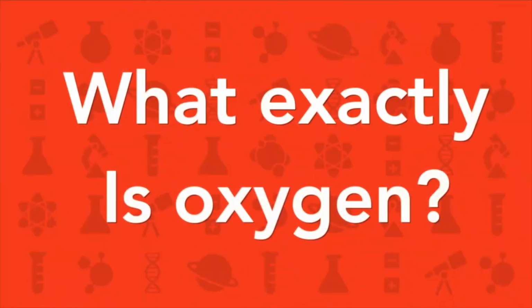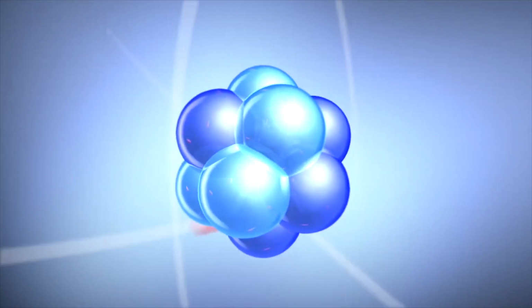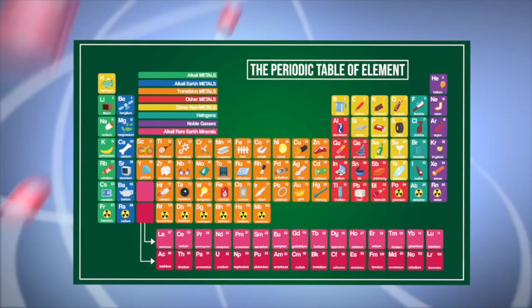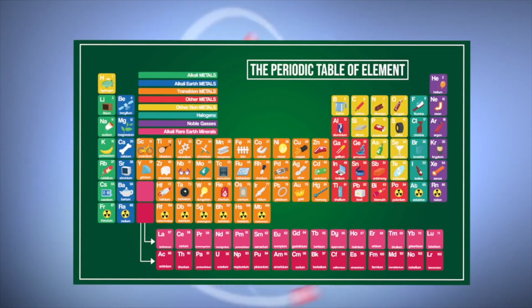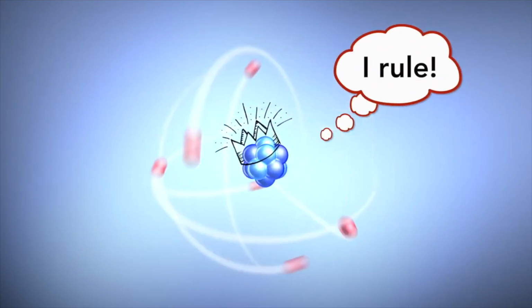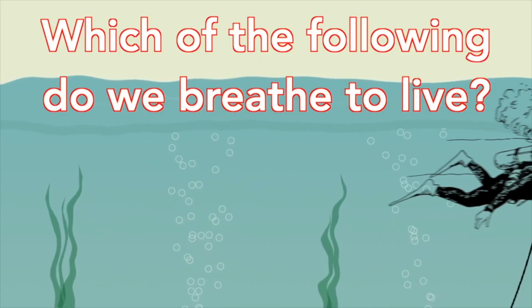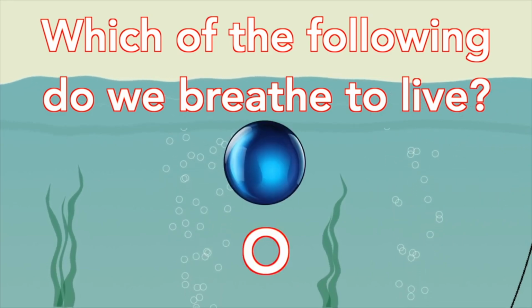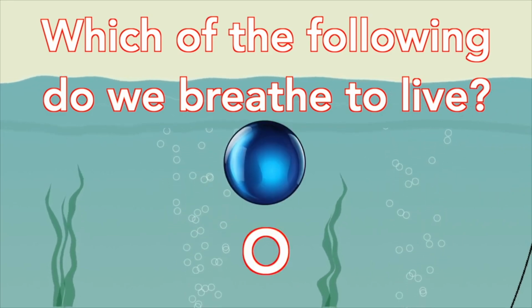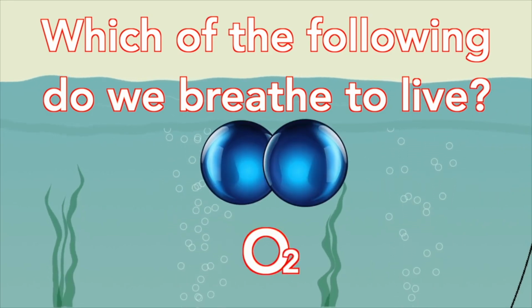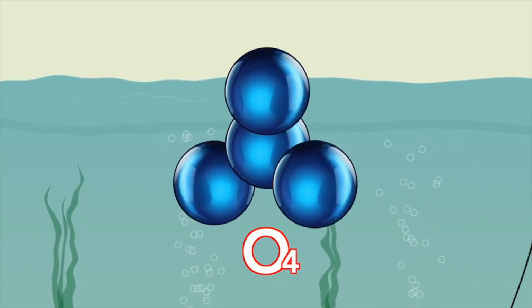So what exactly is oxygen? Oxygen is an atom that looks something like this, and atoms are incredibly small. There are 94 different types of atoms found naturally on Earth, seen here on the periodic table, but oxygen is by far the best. But before I explain why, do you know which of these we breathe in order to live? Is it a single oxygen atom known simply as O, two oxygen atoms known as the molecule O2, O3, or O4?